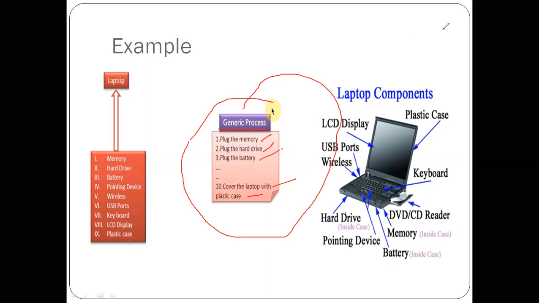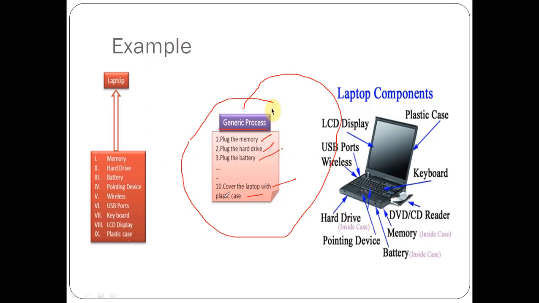By using this same process, that's why this process is called a generic process. By following this process, we can construct multiple laptops, but those laptops may have different features. The life of the battery is different, the size of the memory is different, and the hard drive capacity is also different. The object parts may be different, but the construction process is the same here.